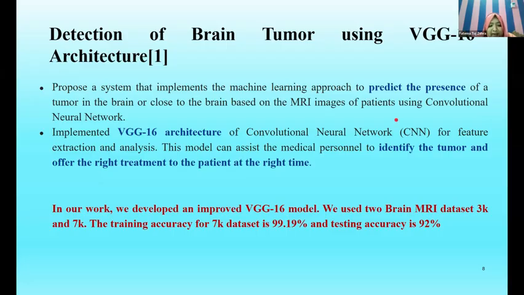So in our work, we developed an improved VGG16 model. We used two brain MRI image datasets. The training accuracy for 7,000 images is 99.19%, and the testing accuracy is 92%.